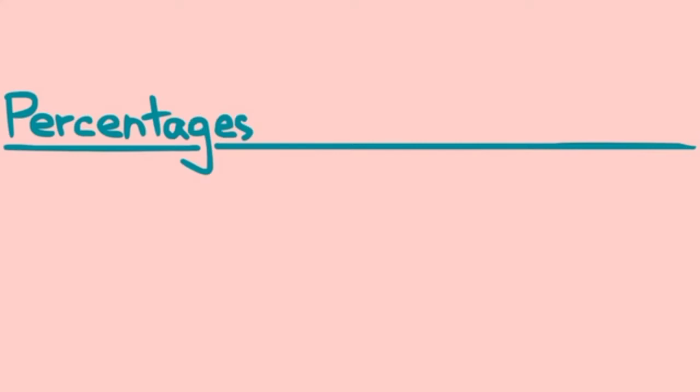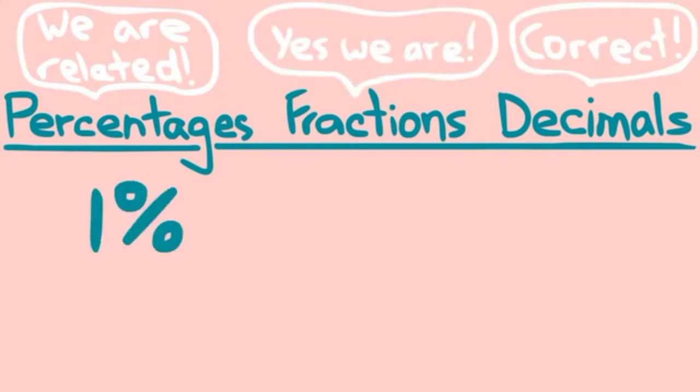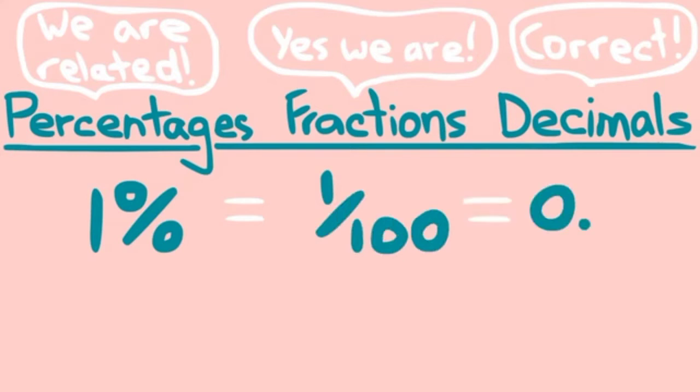Percentages are related to decimals and fractions. It's easy to quickly convert your numbers into them. 1% is the same as 1 over 100 or 0.01.